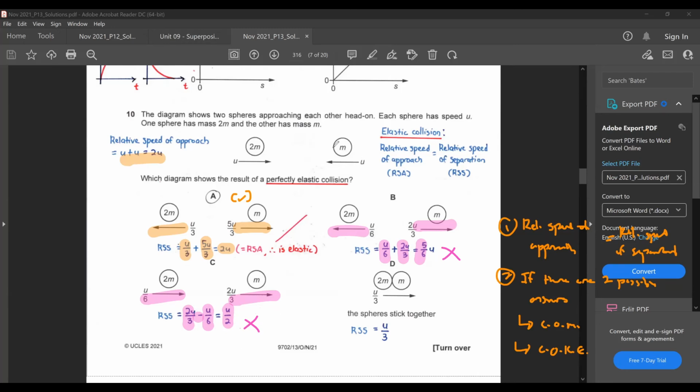Last one is just two of them sticking together, giving you u over 3. The relative speed of separation is just u over 3. Again, it's not the same as your speed of approach, so this is out. So now you double confirm already, this is confirmed to be the correct answer. Okay, so this is number 10.